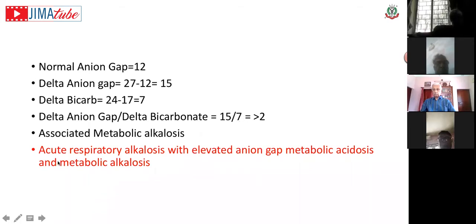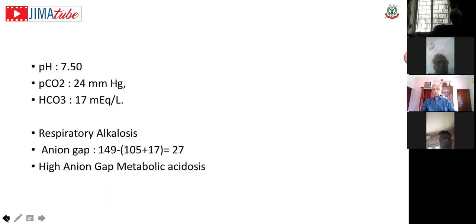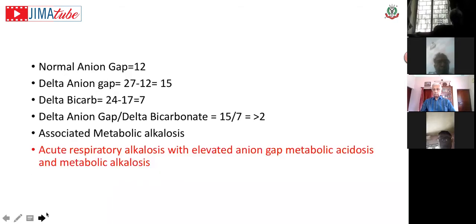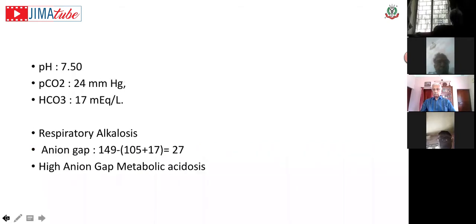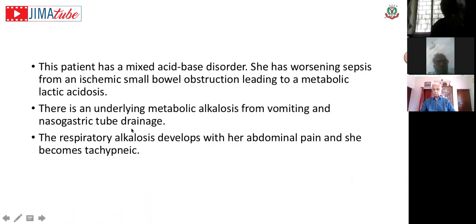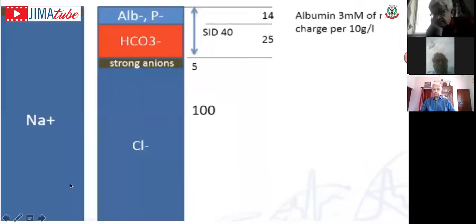So this patient has a triple disorder, acute respiratory alkalosis. Just by looking at this, you can say that. By looking at the anion gap, you can say this patient has high anion gap acidosis, this patient has an anion gap of 27. And by looking at the delta-delta gap, you would say this patient also has metabolic alkalosis. What could be the reason for all this? This is a mixed acid-base disorder.